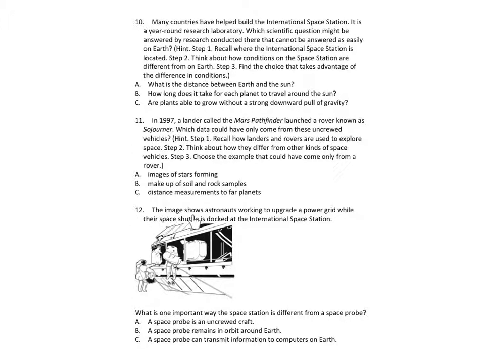Number 12. The image shows astronauts working to upgrade a power grid while their space shuttle is docked at the International Space Station. What is one important way the space station is different from a space probe? A. A space probe is an uncrewed craft. B. A space probe remains in orbit around Earth. C. A space probe can transmit information to computers on Earth.